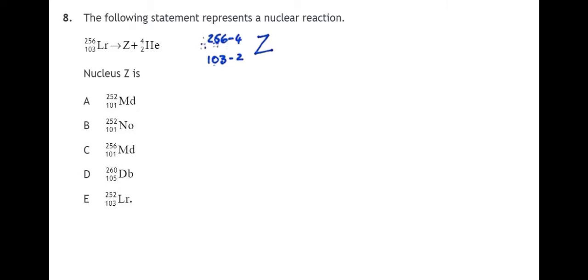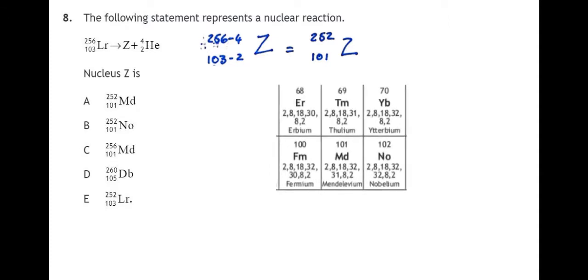So, on the right-hand side, there is something plus the alpha particle, the helium nucleus. So, Z must have 256 minus 4 for its nuclear mass number and 103 minus 2 for its atomic number, which gives us a value of 252 and 101. Now, element number 101, if we find our periodic table and look for 101, we'll see it's mendelevium. So Z must be mendelevium, Md, and the numbers are 252 and 101, which gives us answer A.